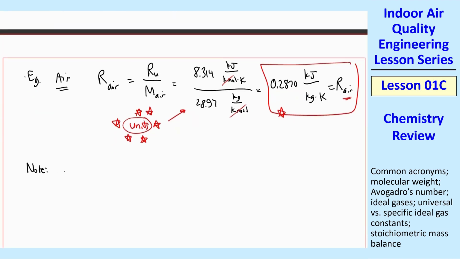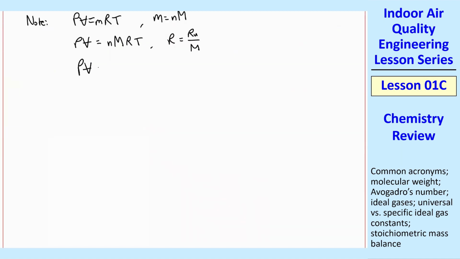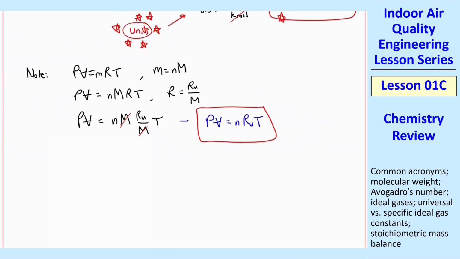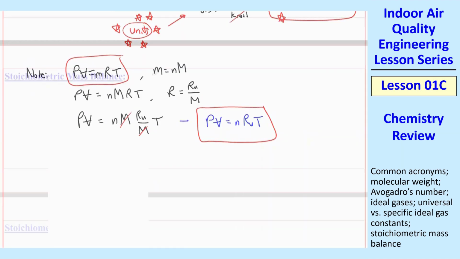Another comment, just looking at these equations, I had given you these ideal gas relations. So PV equal mRT, but we know that m equal n times capital M. So we can write this PV equal nMRT. But R is equal to RU over M. So we have PV equal nM RU over M, T, the M's cancel out. So we get PV equal nRUT. These are both valid expressions of the ideal gas law.